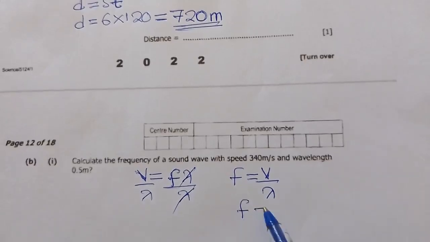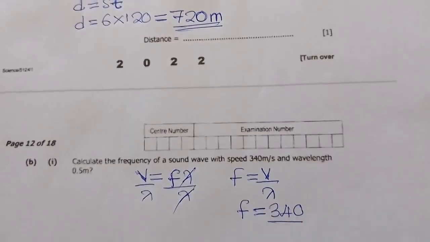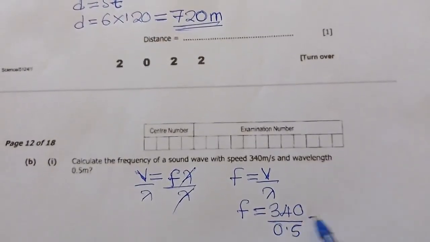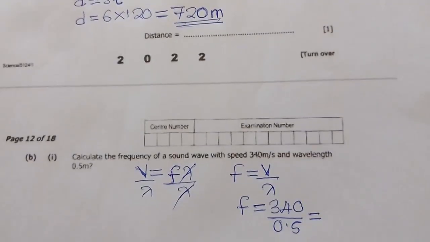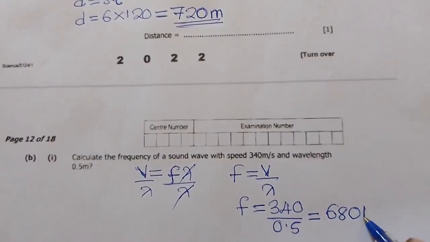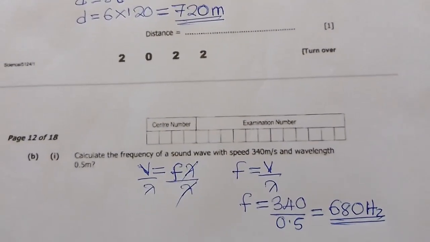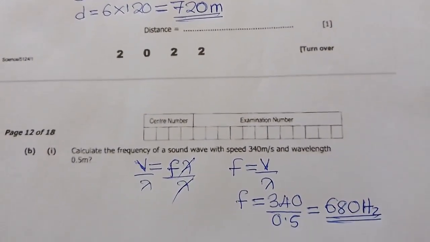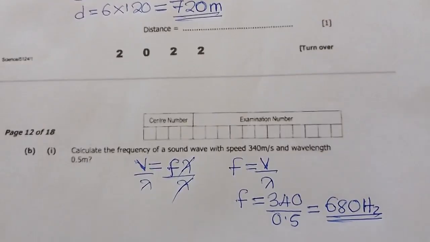So frequency is equal to, what is your velocity? Your velocity is 340. What is your wavelength? 0.5. So you say 340 divided by 0.5. What is your answer? 680. So I'm getting 680. Then what are the units? These are the units, in hertz. Then I'm done. I've calculated the frequency. That's how I need to calculate frequency.